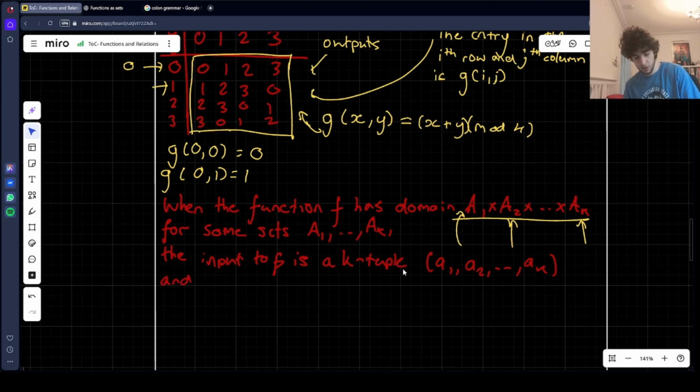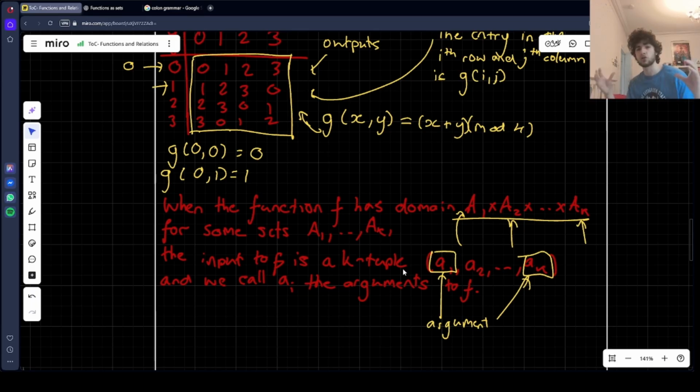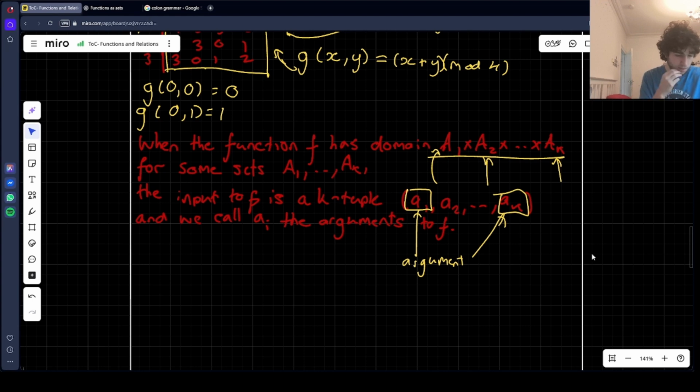And we call the subscript i the arguments to f. For example, a1 is an argument to f, ak is an argument to f, a2 as well. Each of the individual a's inside my k-tuple is going to be an argument to my function. So every single element inside that k-tuple is an argument to my function when it has this domain, which is just the Cartesian product of k sets, not necessarily the same.